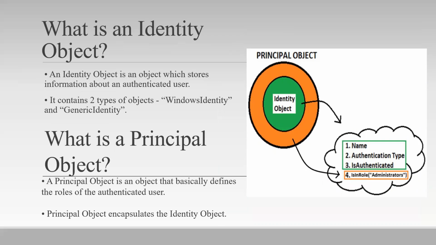Next, we have a concept of principal object. A principal object is an object that defines the roles which are given to that particular authenticated user. And this principal object acts as a wrapper, or it encapsulates the identity object inside it, which you can see on the diagram on your right.